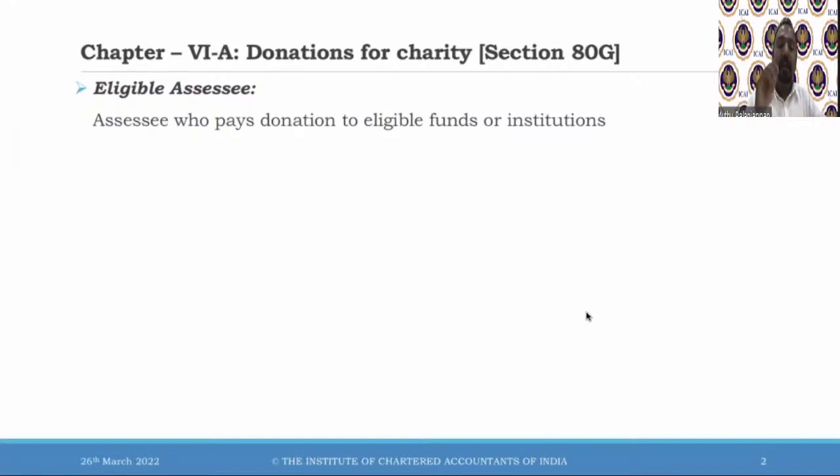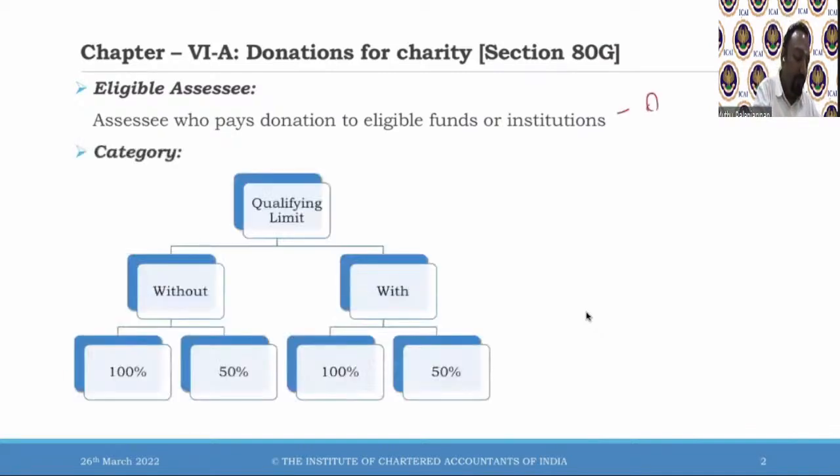Yes, they must donate to eligible funds or institutions, which means there is an approval process with respect to this particular concept. Only the funds which are approved, the eligible funds and institutions, are categorized under this 80G. So any donations made to such a fund or institution are eligible for this deduction under section 80G.